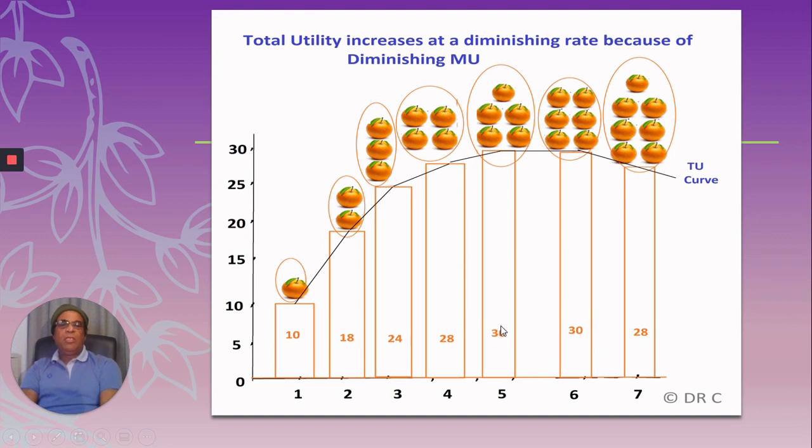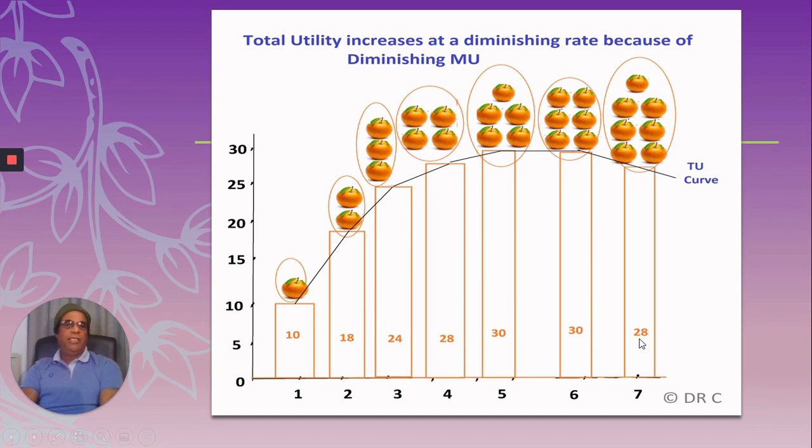That means from the 5th orange we got only 2, so it is 30. But from the 6th orange, 0. So from 6 oranges, the total is 30, nothing added. From the 7 oranges, the last one gave minus 2. So the total started falling to 28.